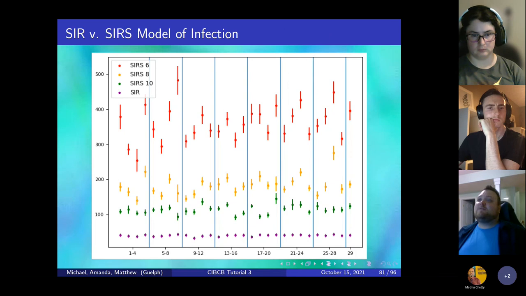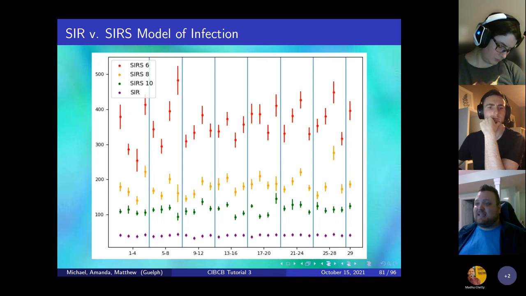And so now we're going to look at some different models of infection and see how that impacts it. So first we have the SIR versus the SIRS. The SIRS model means that once you become removed, after a certain number of days you're able to become infected again. So you move back to the susceptible state. And so you obviously, as a parameter, have to specify how long that'll take. So we have 6, 8, and 10 days.